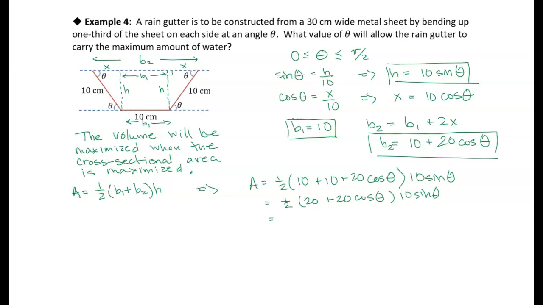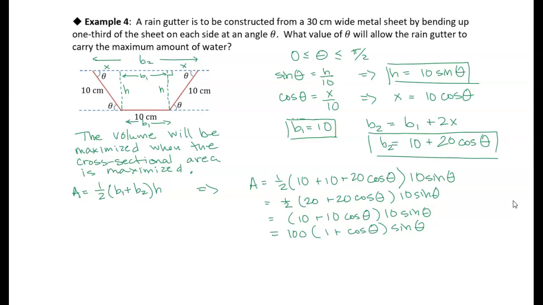Now I'm going to bring the 1/2 inside here, so I get 10 plus 10 cosine theta times 10 sine theta. I'm going to factor out a 10. I also have a 10 here, so that makes it 100 times 1 plus cosine theta times sine theta. Okay, that's a little simpler. Now, because I have to take the derivative of this, I don't want the function to be too ugly. It's going to get ugly, though. Not too ugly. I've seen worse.